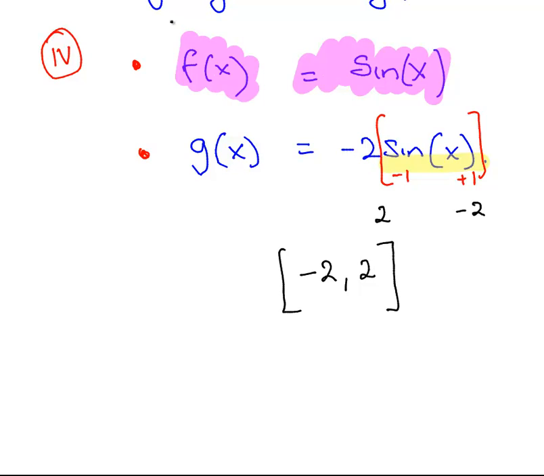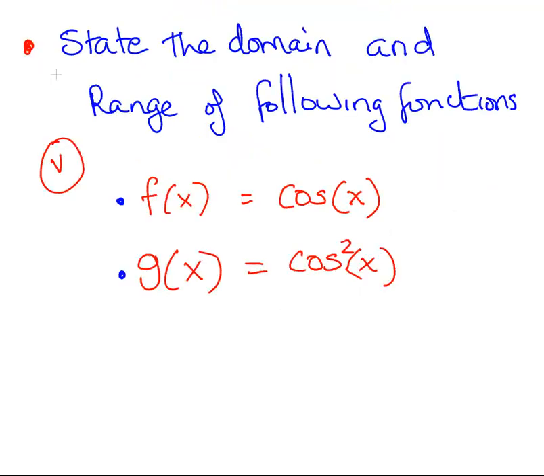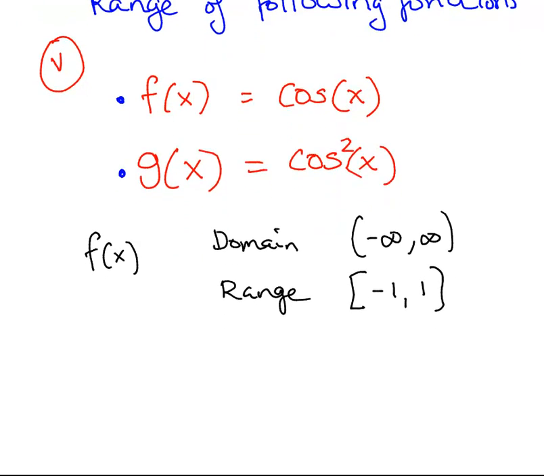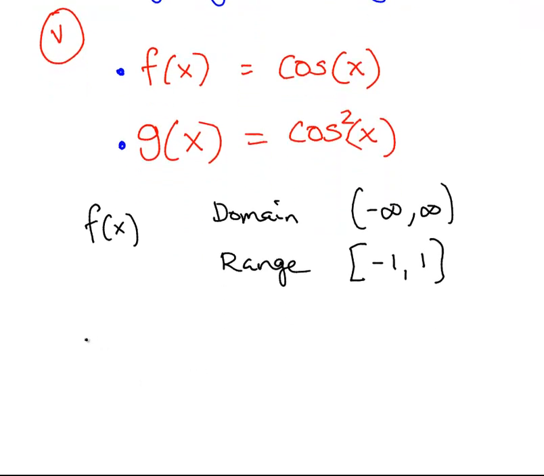So that's it really. Moving on to the next one: state the domain and range of the following functions. In this case, the domain of f of x is minus infinity to infinity, and the range, just to state it out, is minus 1 to 1 inclusive. Now, g of x is f of x squared.